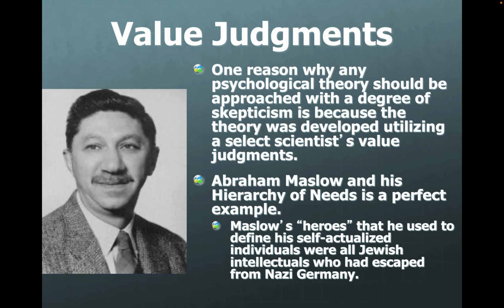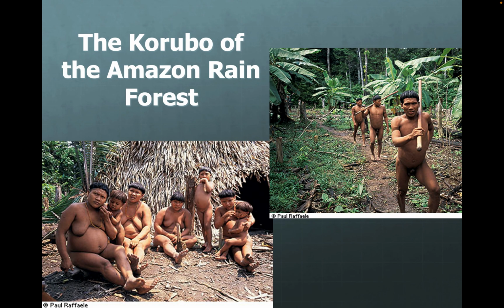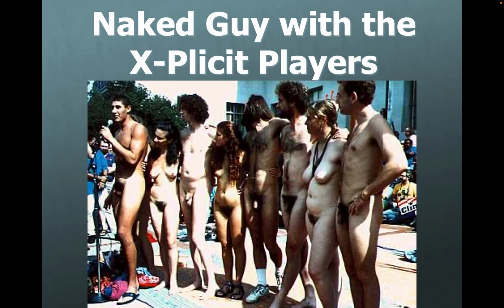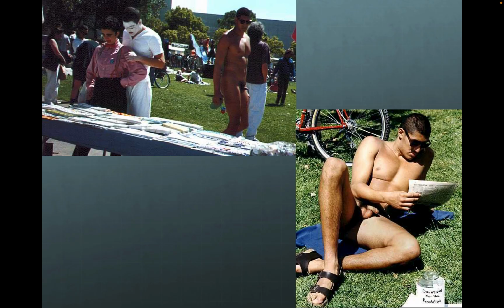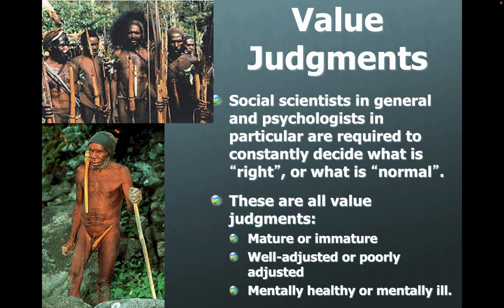Okay, so these are all value judgments. If you think that nobody ever should be naked, then you would think that Miley Cyrus is obscene, that the Kurubo need to put their clothes on. Of course, this should never happen in the United States, that statues should never be uncovered, and that the people in Irian Jaya need to get a life and put some clothes on and stop wearing those strange penis sheaths.